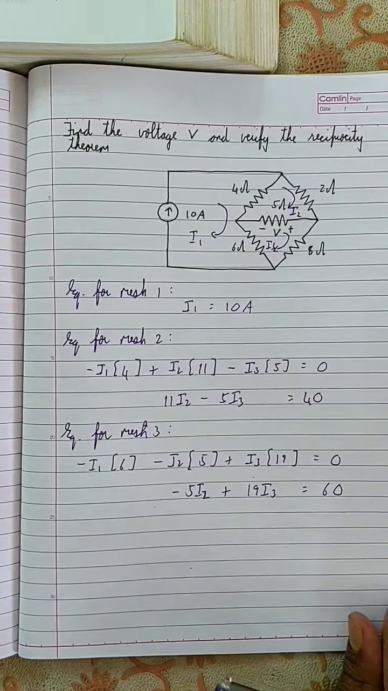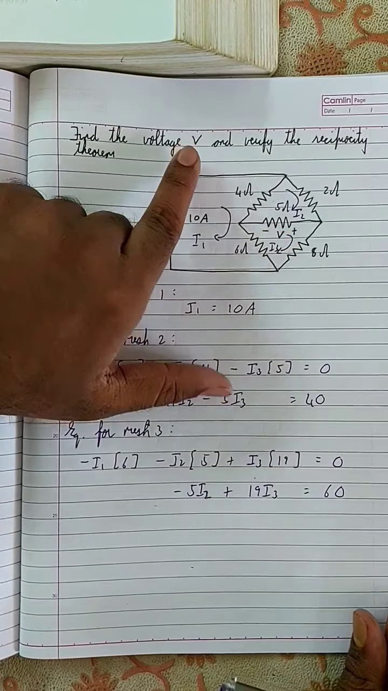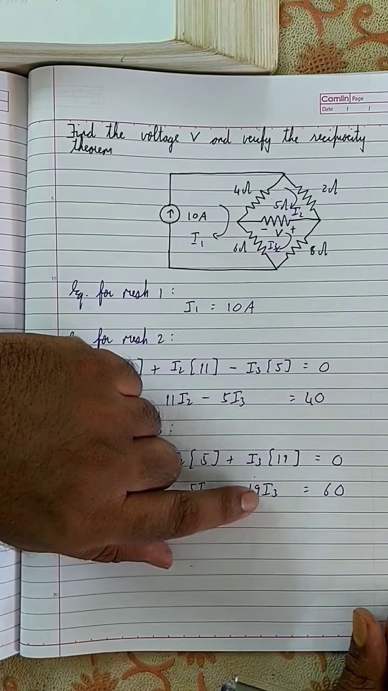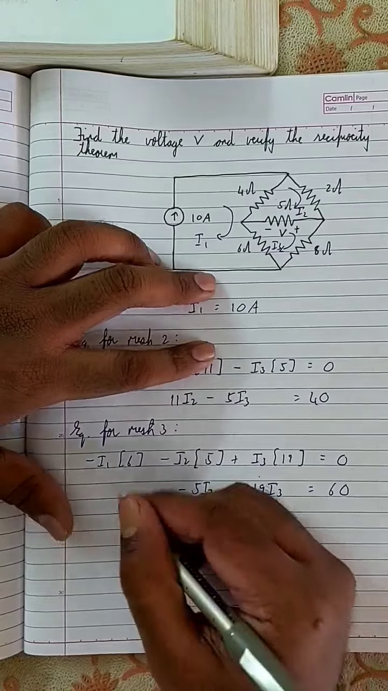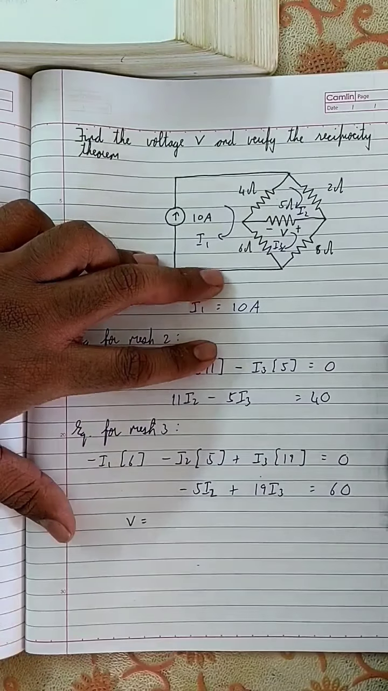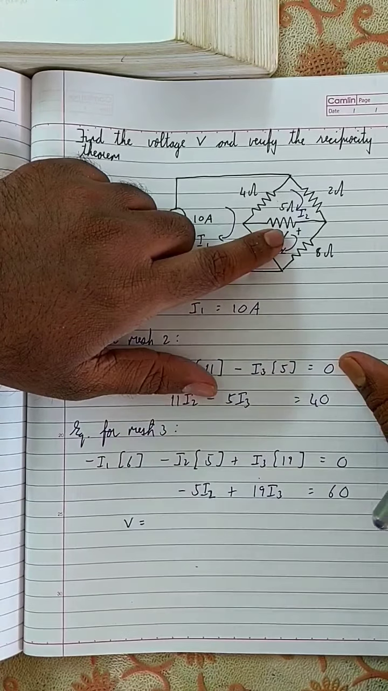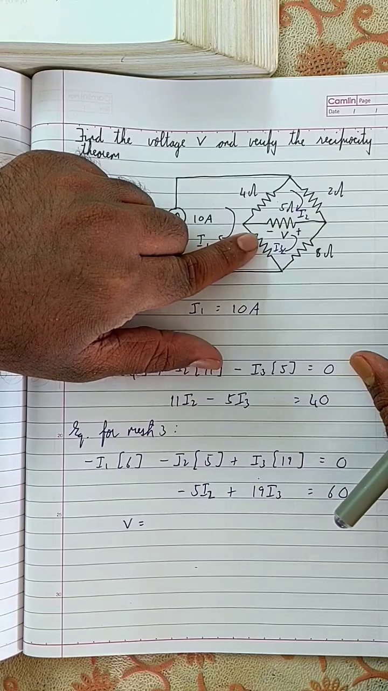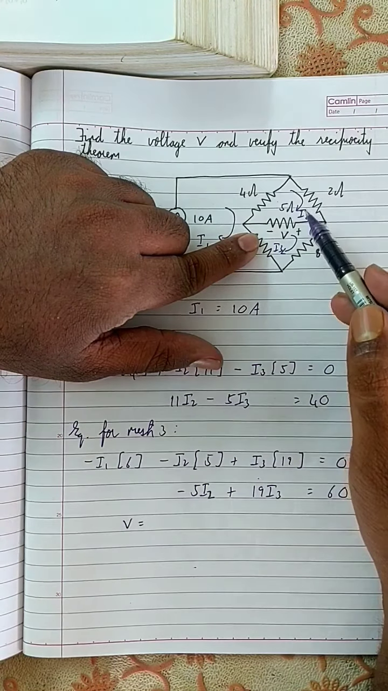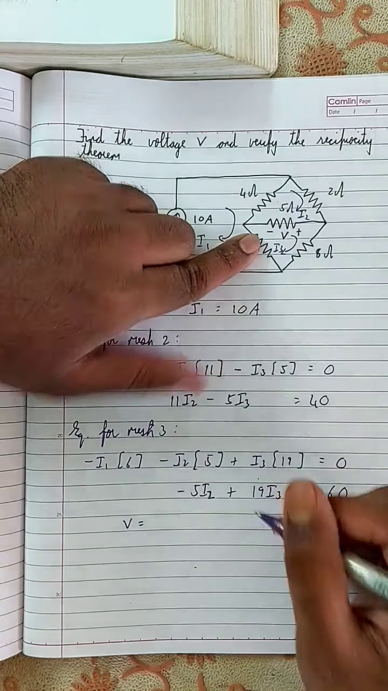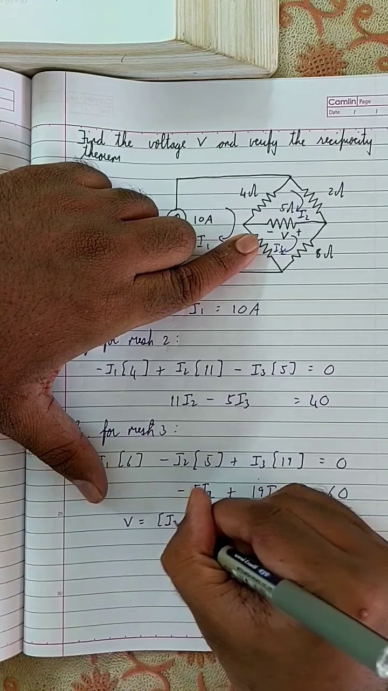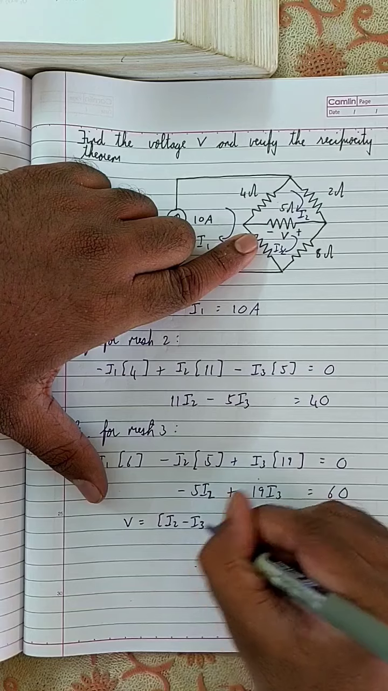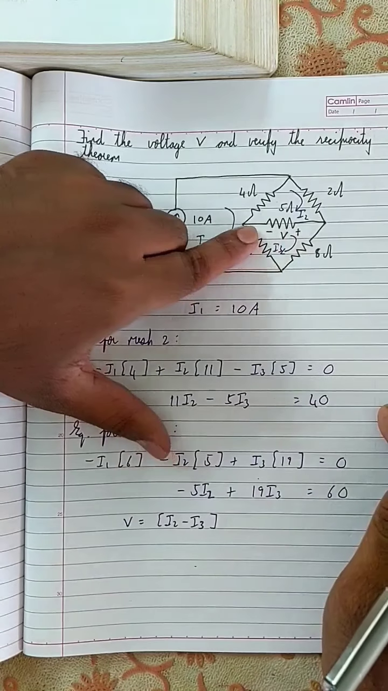So what am I supposed to find over here? I need to find the value of V. What is V? V is the voltage across the resistor, so by Ohm's law V is equal to I into R. What is the value of I? I is equal to I2 minus I3, because I2 minus I3 is the current in this branch.